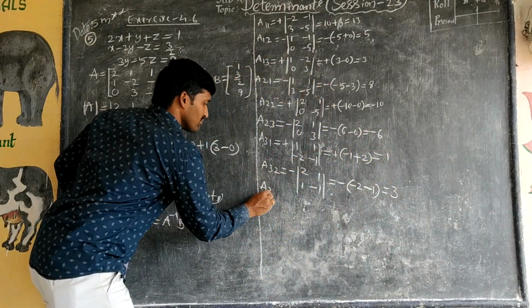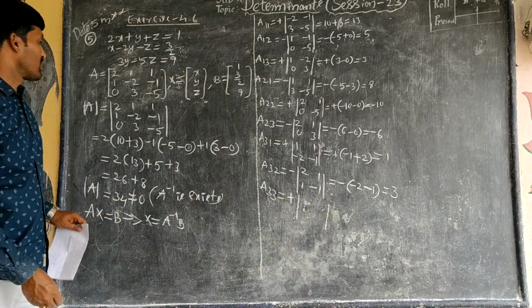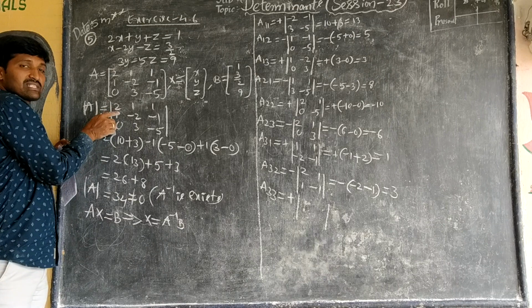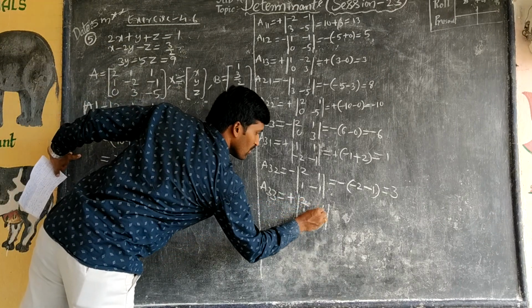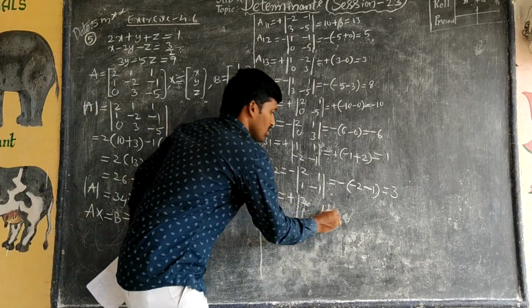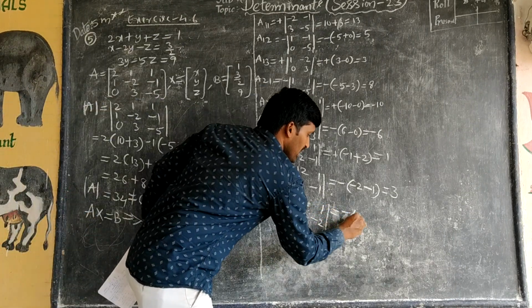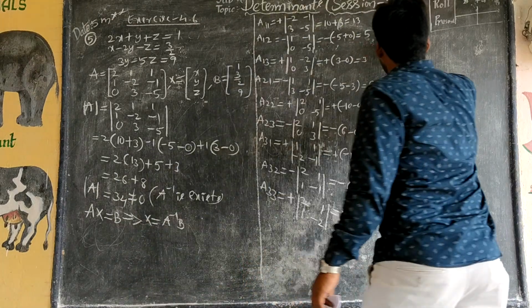Next, A33. Third row, third column. Sign is plus. By deleting third row, third column, what are the elements remaining? 2, 1, 1 minus 2. Now 2 into minus 2, minus 4, minus 1. That is total minus 5.